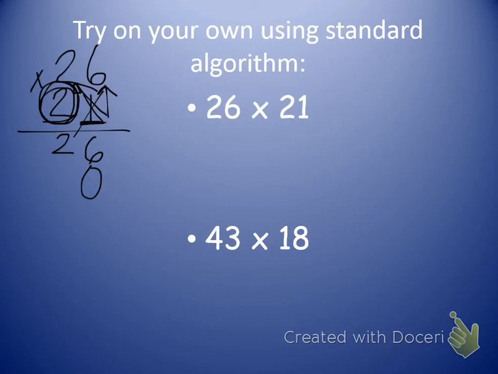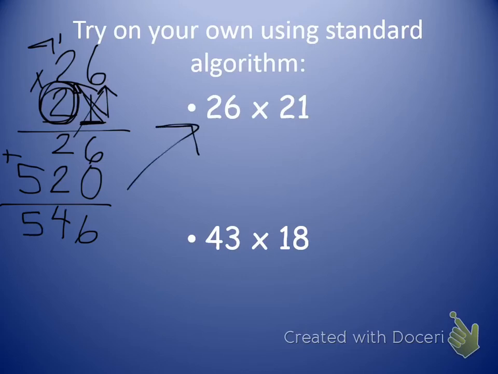Okay, 2 times 6 gives me 12. I'm going to put my 2 here and carry my 1 up here. 2 times 2 gives me 4, but I can't forget to add this one right here. So 4 plus 1 gives me my 5. Now I have 26 plus 520. Quick addition gives me 546 as my final answer for 26 times 21.